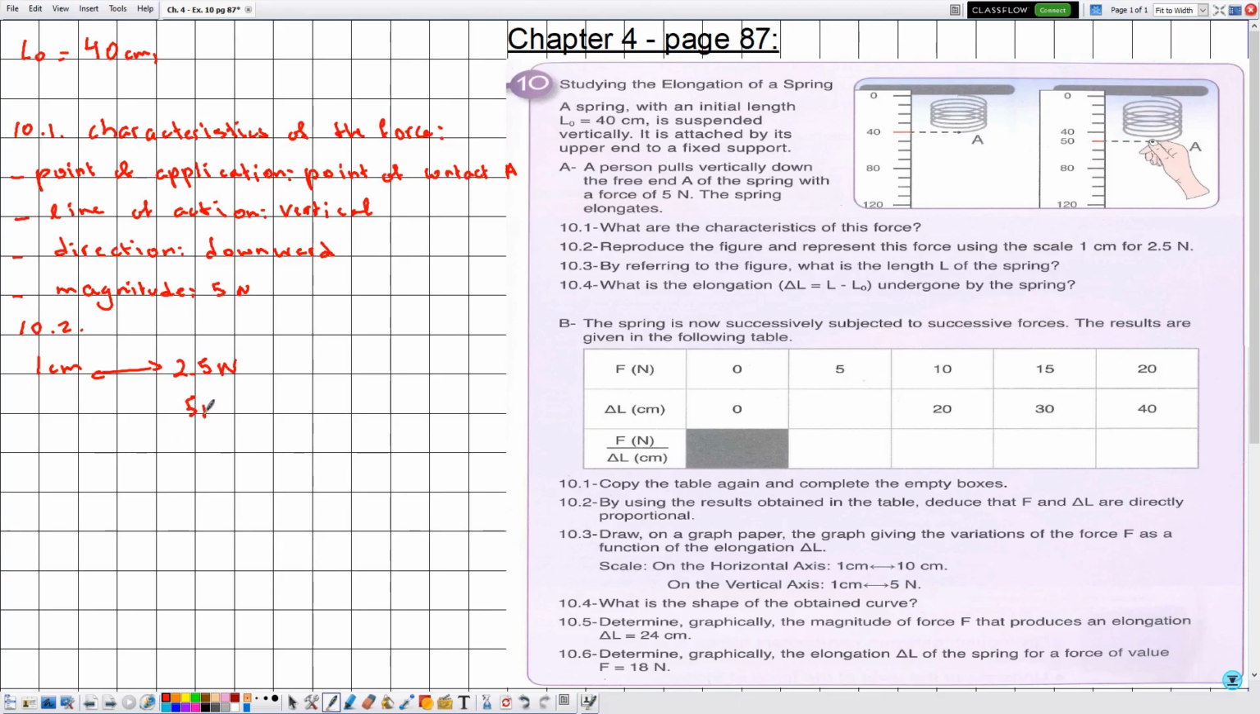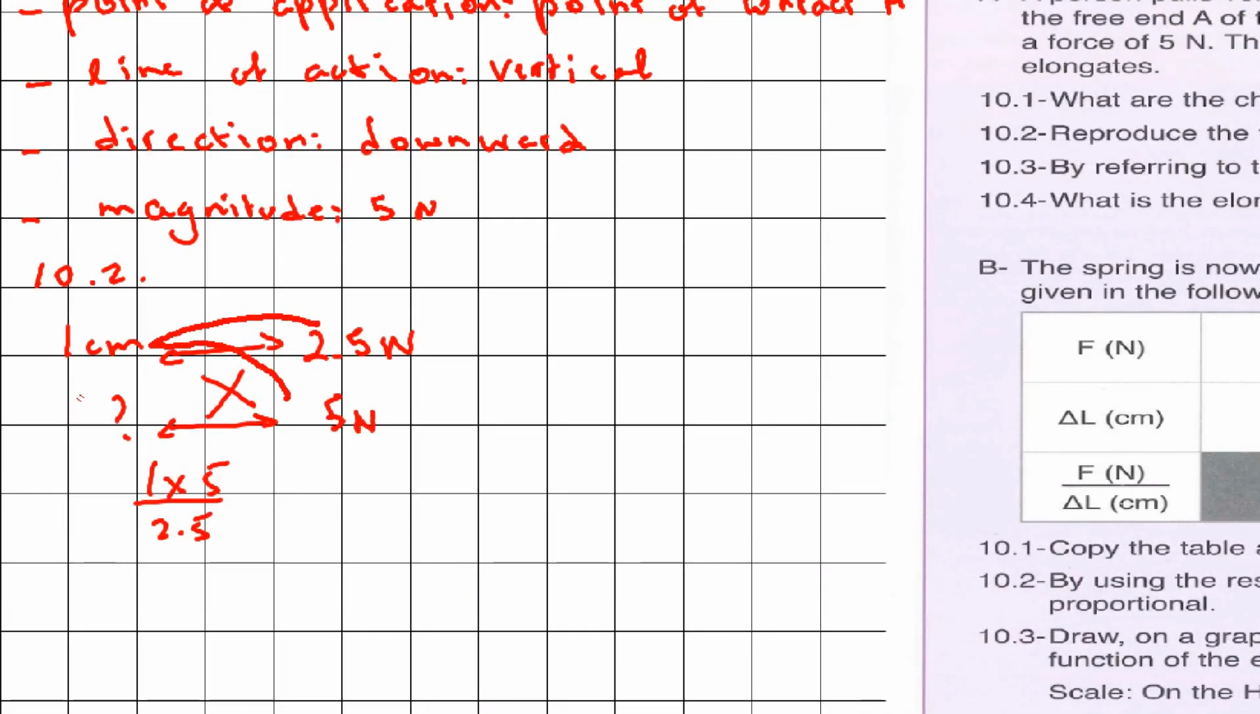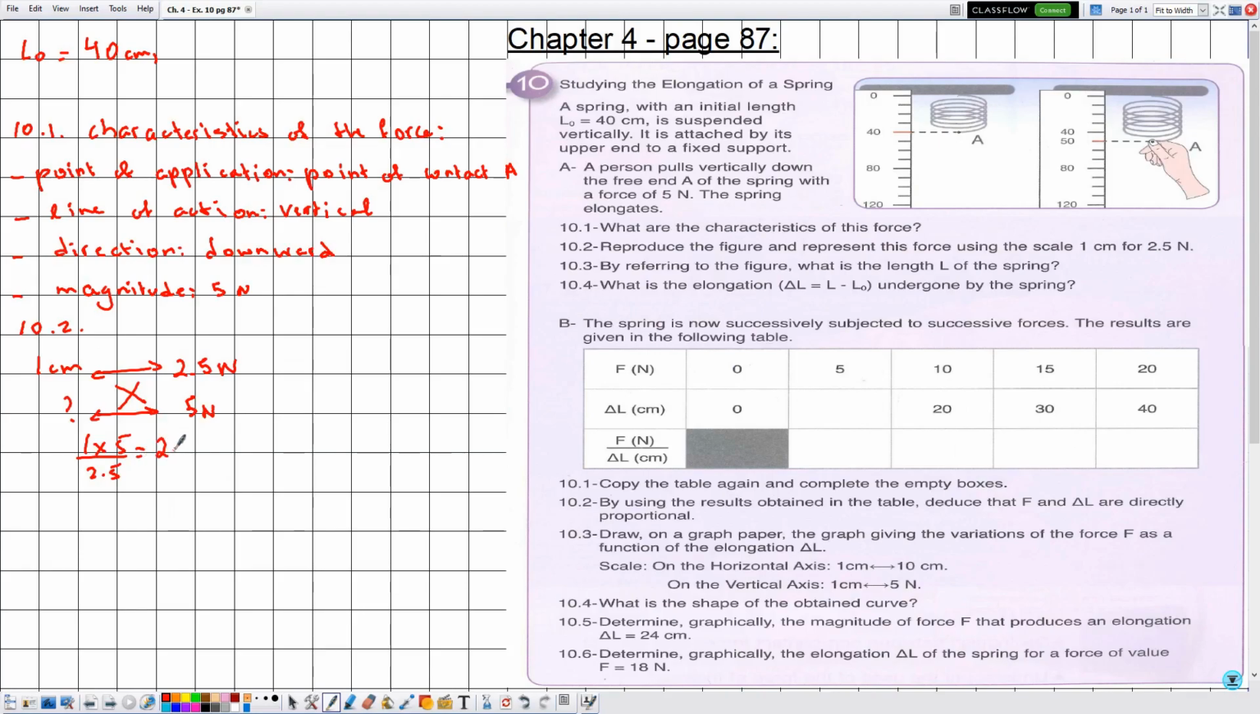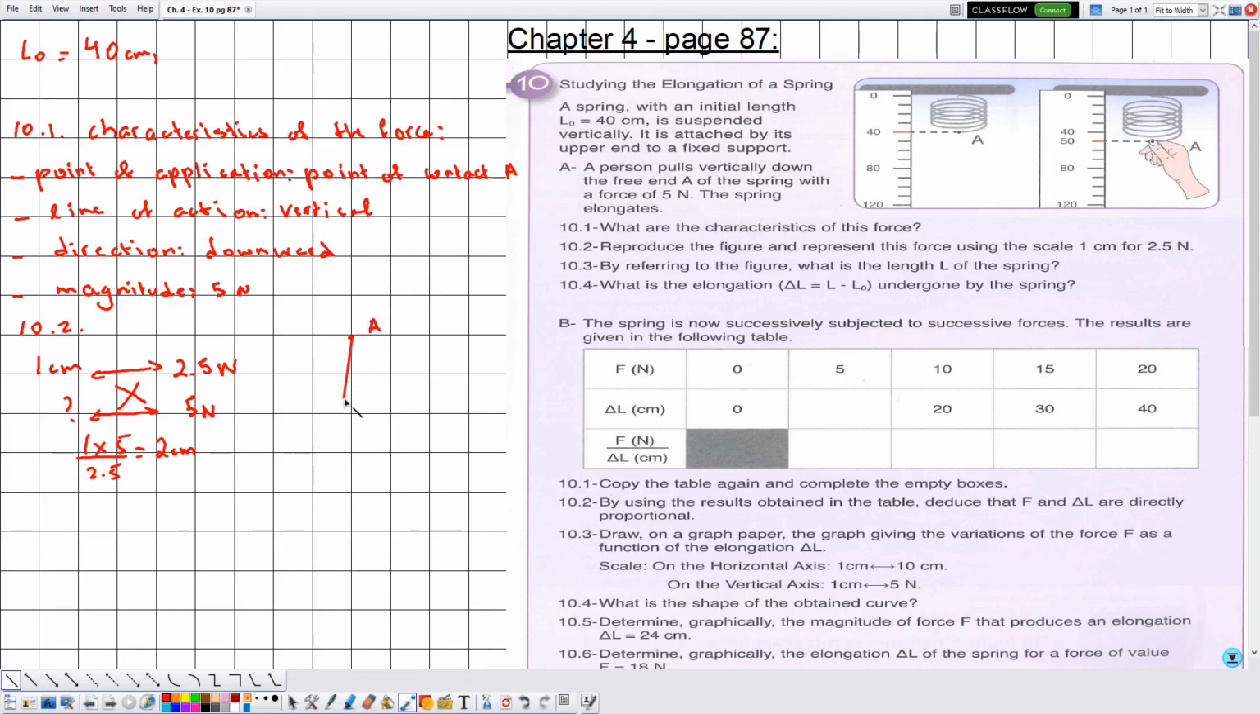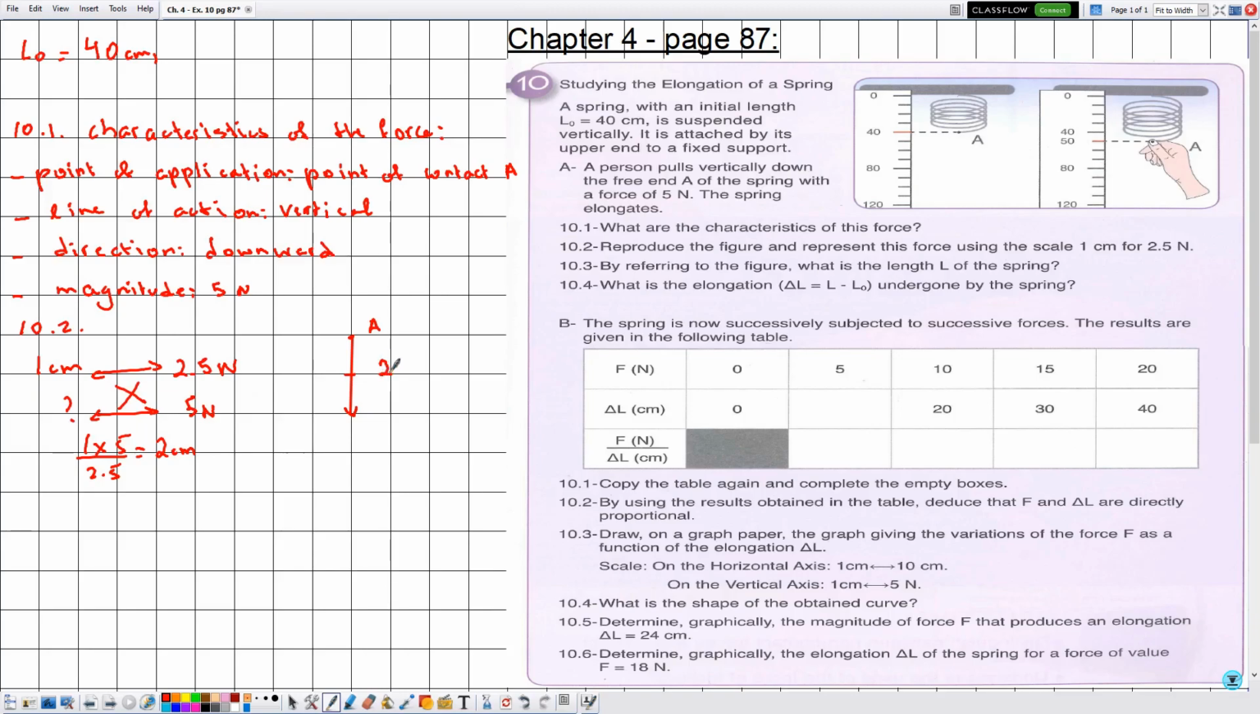As for 5 newtons, it corresponds to 1 multiplied by 5 divided by 2.5. So here we do a cross multiplication: 5 multiplied by 1 divided by 2.5. This will give us 2 centimeters. Then the length of this vector according to this scale is 2 centimeters. So this is the point A. The force F is being applied at the point A vertically downward like this. So the length of this vector is 2 centimeters, worth 5 newtons. They didn't name this vector, so there is no need to write its name.